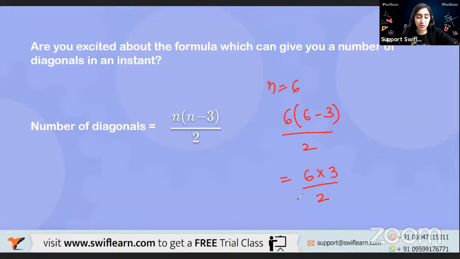It is pretty easy. Just remember the formula, that is n(n minus 3).